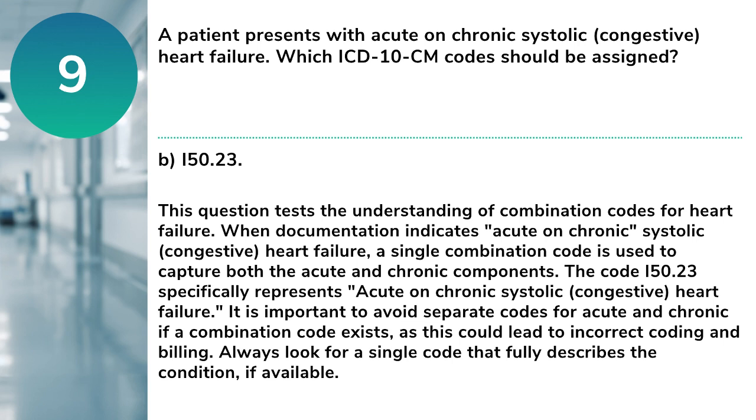Answer: B. I50.23. This question tests the understanding of combination codes for heart failure. When documentation indicates acute on chronic systolic congestive heart failure, a single combination code is used to capture both the acute and chronic components. The code I50.23 specifically represents acute on chronic systolic congestive heart failure. It is important to avoid separate codes for acute and chronic if a combination code exists, as this could lead to incorrect coding and billing. Always look for a single code that fully describes the condition, if available.